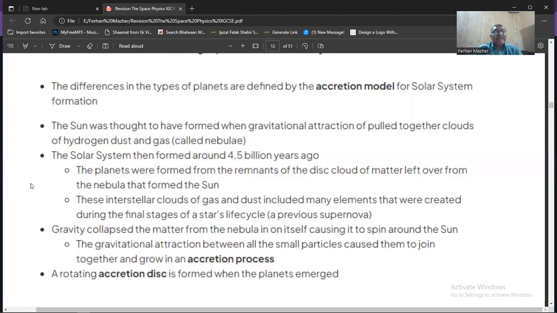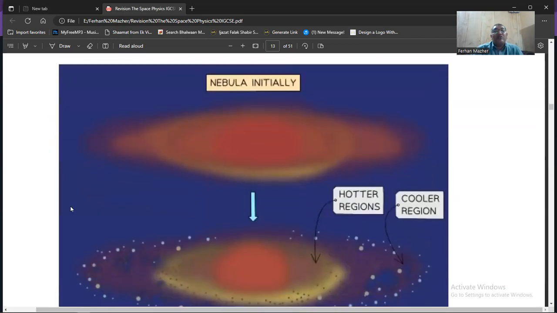The planets were formed from the remnants of the disk cloud of matter left over from the nebula that formed the sun. These interstellar clouds of gas and dust included many elements that were created during the final stage of a star's life cycle as a previous supernova. Gravity collapsed the matter from the nebula in on itself, causing it to spin around the sun. The gravitational attraction between all the small particles caused them to join together and grow in an accretion process. A rotating accretion disk is formed when the planets emerged.